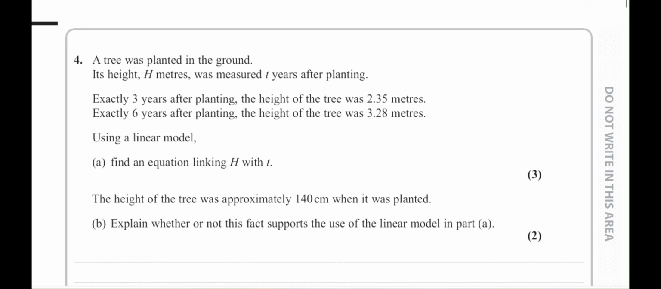Question 4. A tree was planted in the ground. Its height, h meters, was measured t years after planting. Exactly 3 years after planting, the height of the tree was 2.35 meters. Exactly 6 years after the planting, the height of the tree was 3.28 meters. Using a linear model, find an equation linking h with t.